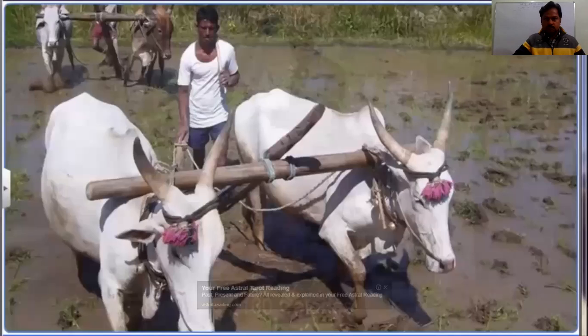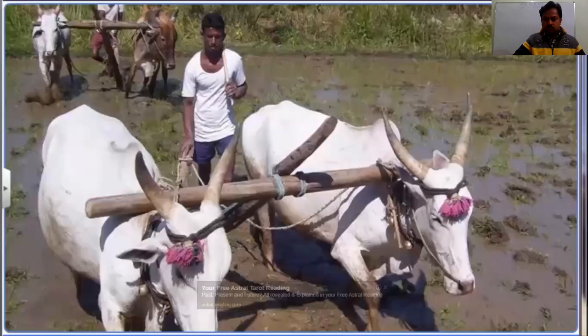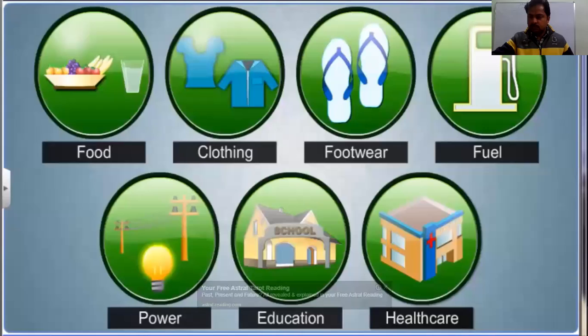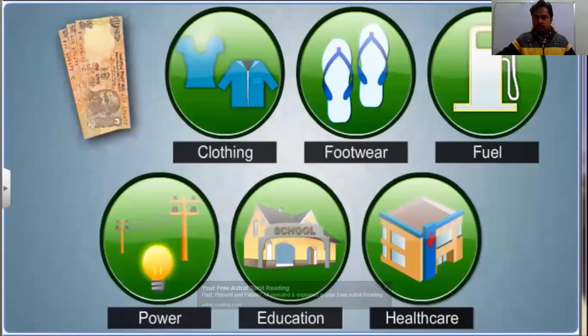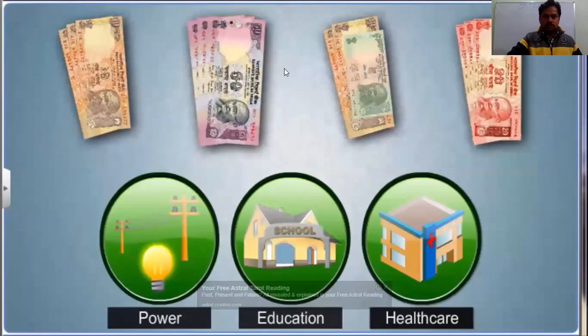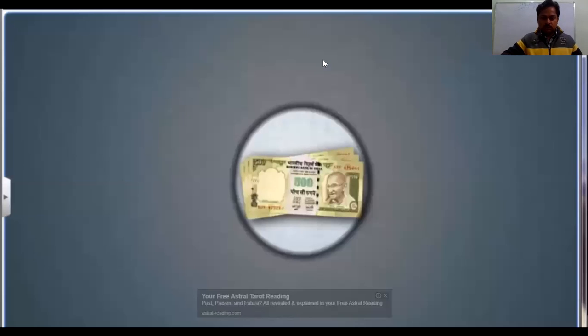The difference in the daily calorie requirement in rural and urban areas is because people in rural areas do more physical labor and therefore need more calories. The cost of each item in the minimum requirements of food, clothing, footwear, fuel, power, education, and healthcare is added up to find the minimum income required for a person to survive.